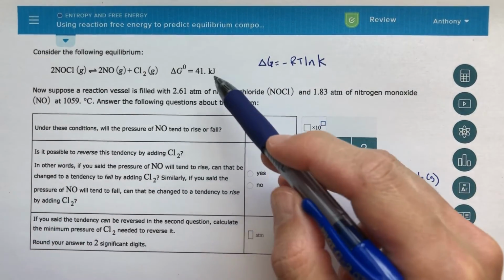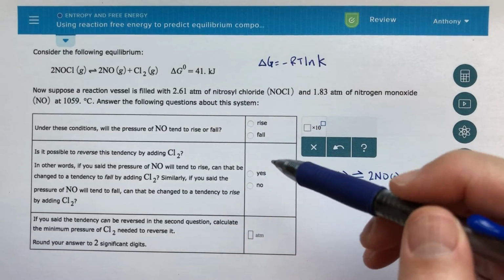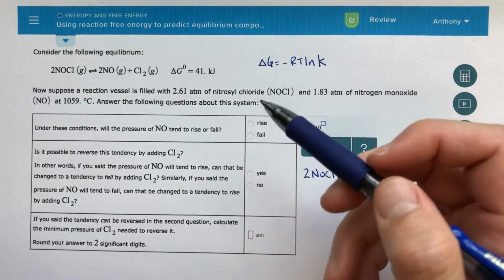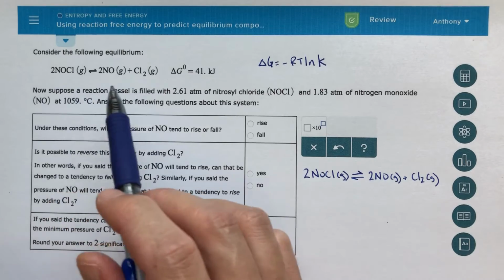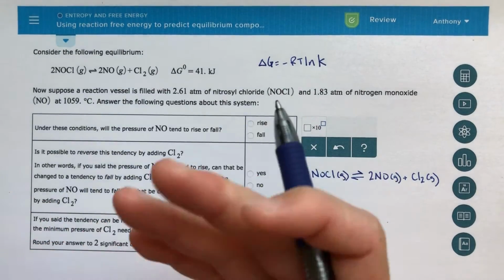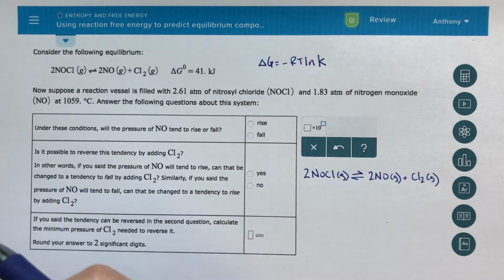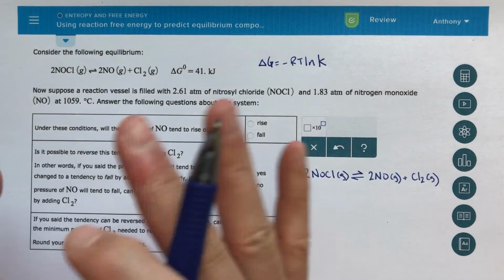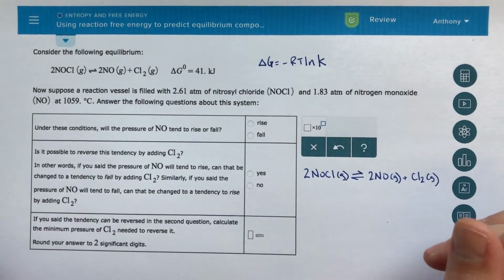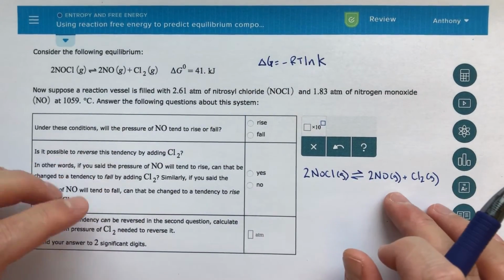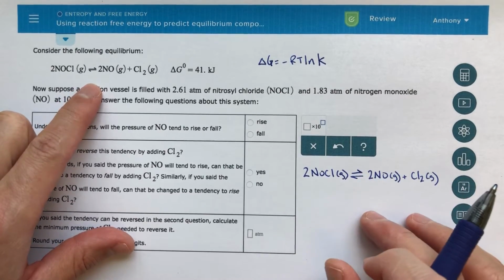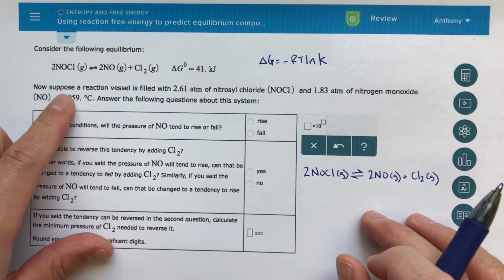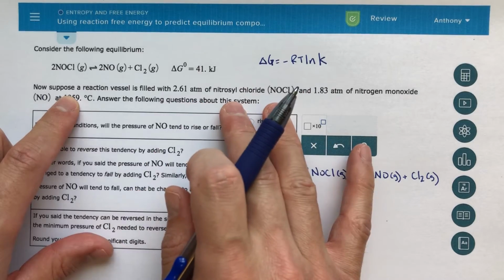So this is a positive value, positive 41 kilojoules. And that tells us some information about, where do we expect this equilibrium to lie? That will be related to the K value, the equilibrium constant for that reaction as well. But we'll get into more of that as we go forward. So I've just rewritten this equilibrium down here just to give me a little bit more space to work. But I'm going to go ahead and fill in this information now.